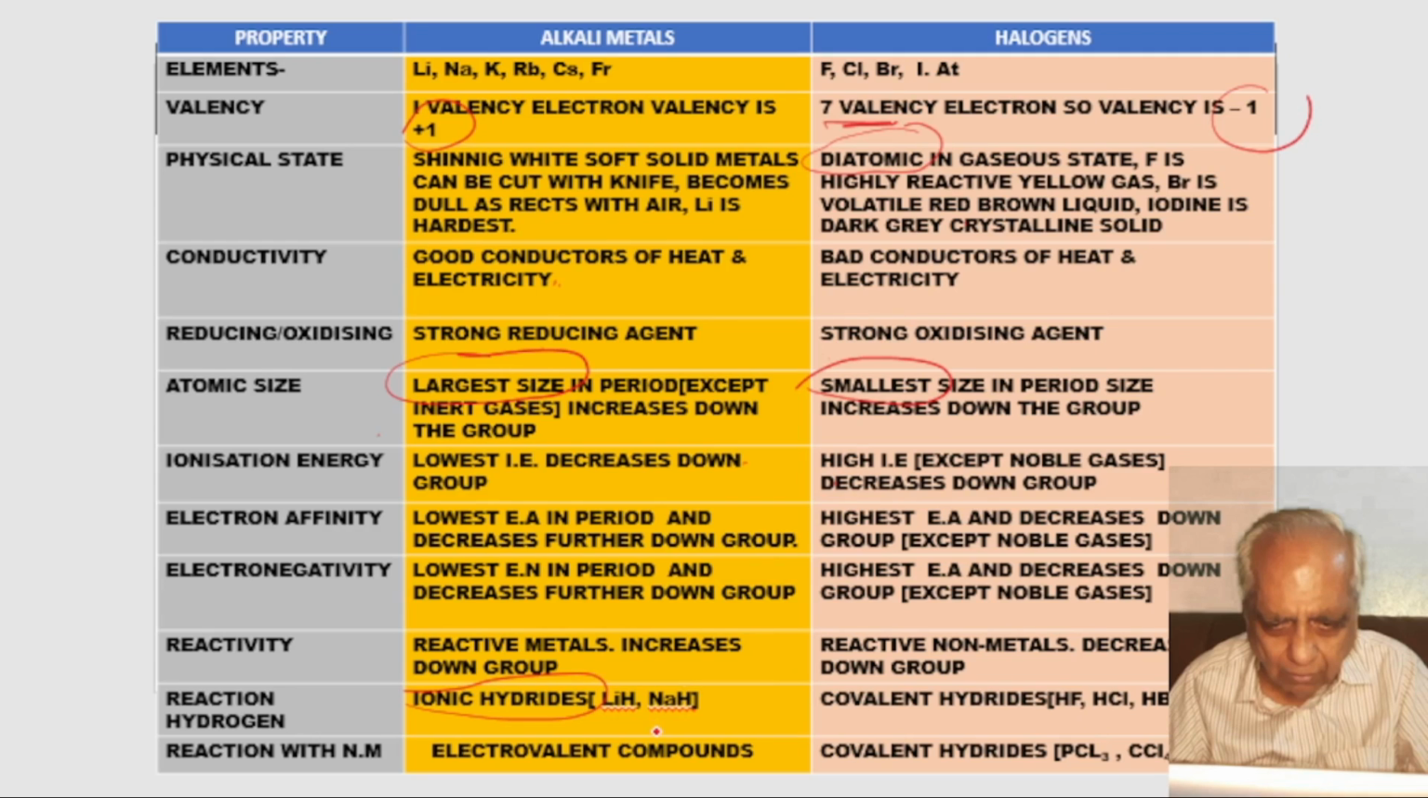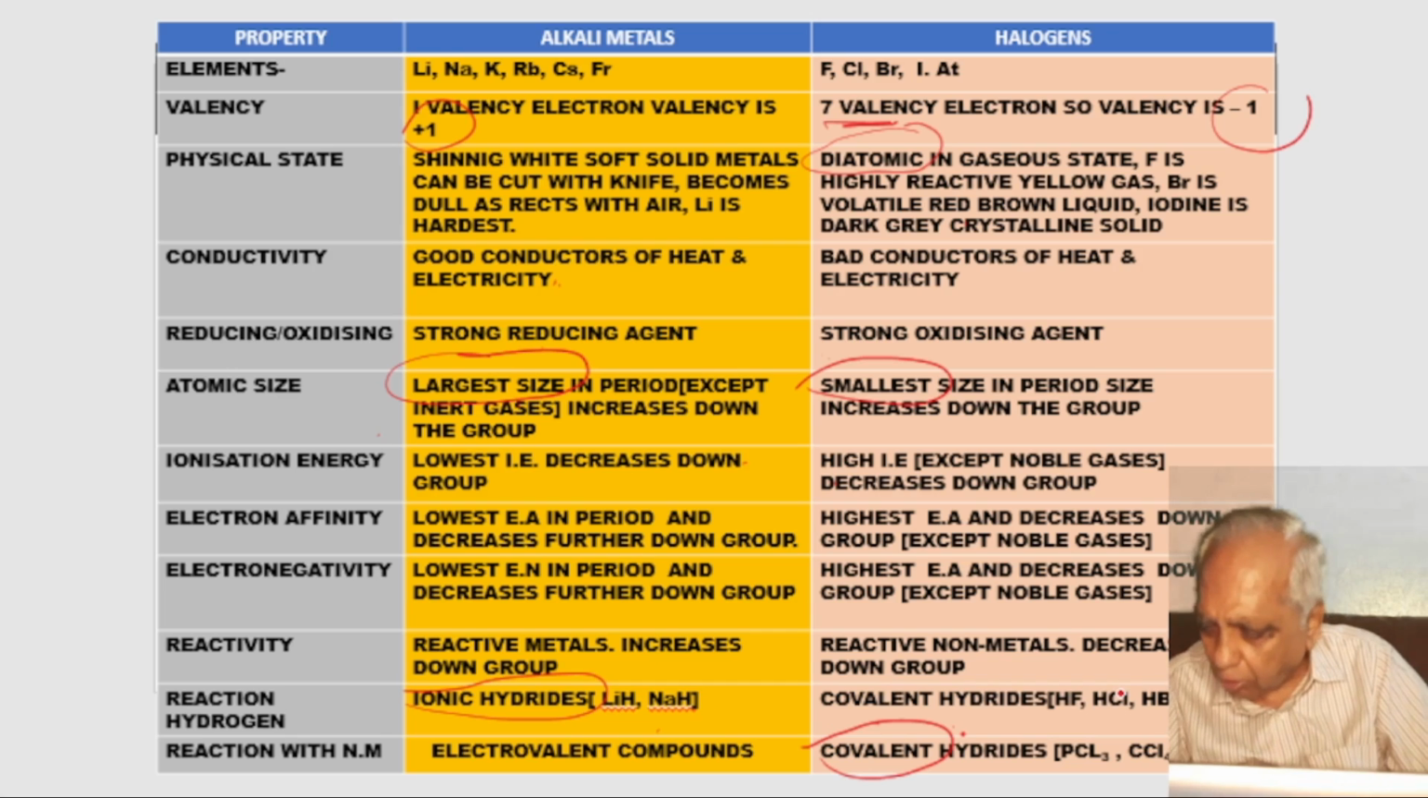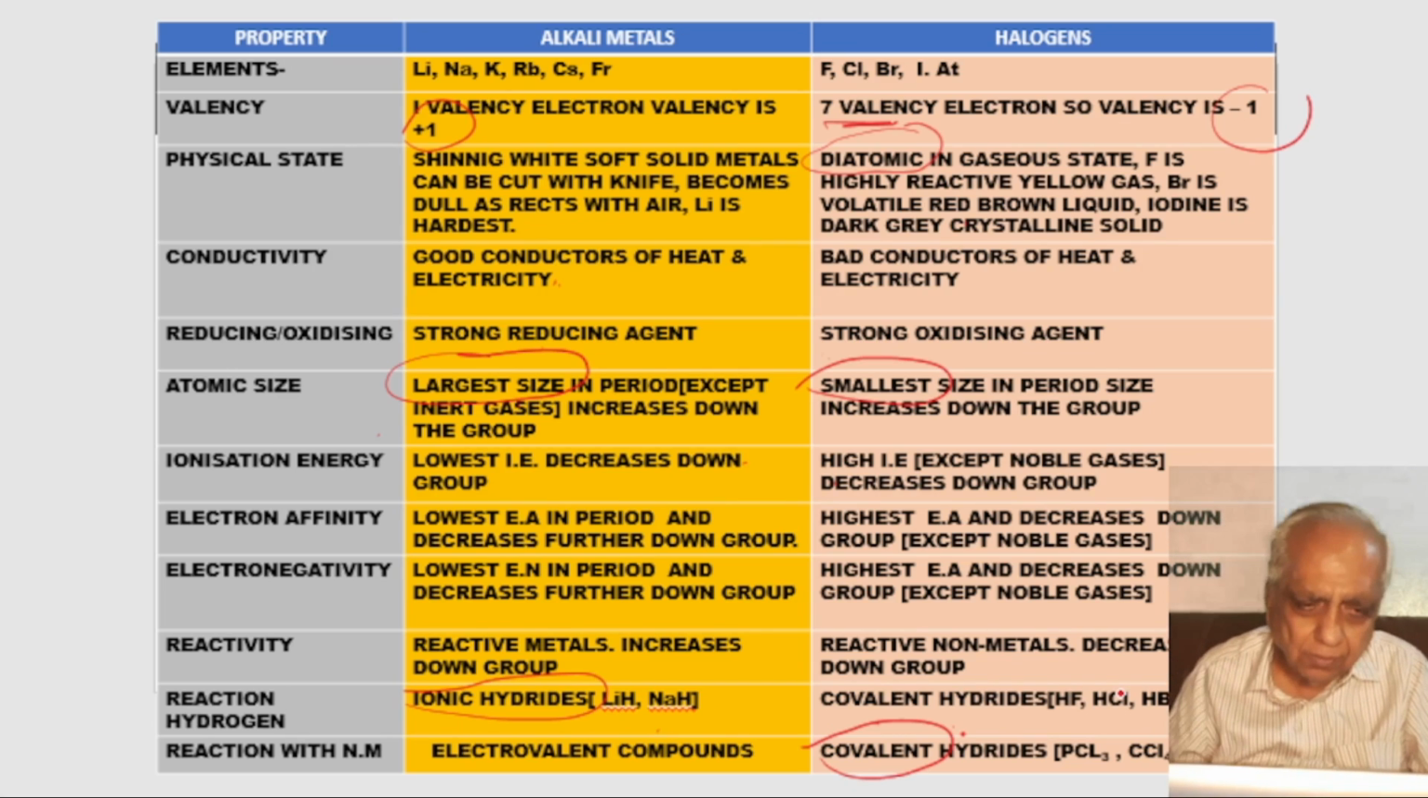So they form hydrides with covalent bonds, like CCl4, PCl3. So phosphorus gives one electron to each chlorine atom, and chlorine also gives one. So they are sharing. Sharing of electrons forms a covalent bond. So this is the comparison between alkali metals and halogens. I hope you have understood this.